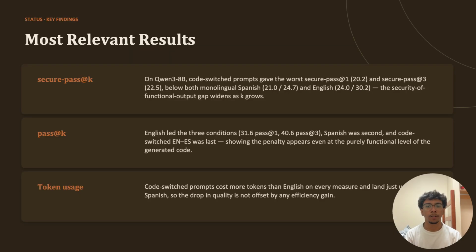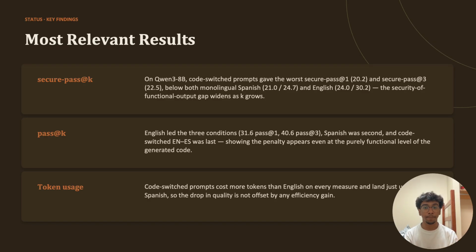So a little recap on the most important findings. We start with the secure pass at k metric, my headline metric. The code switch prompts came in last, both at k equals 1 and k equals 3, with a 20.2 and 22.5, below monolingual Spanish and well below English, which reached 30.2 at k equals 3. And notice the gap actually widens as k grows, so more attempts don't rescue the mixed prompts at all.